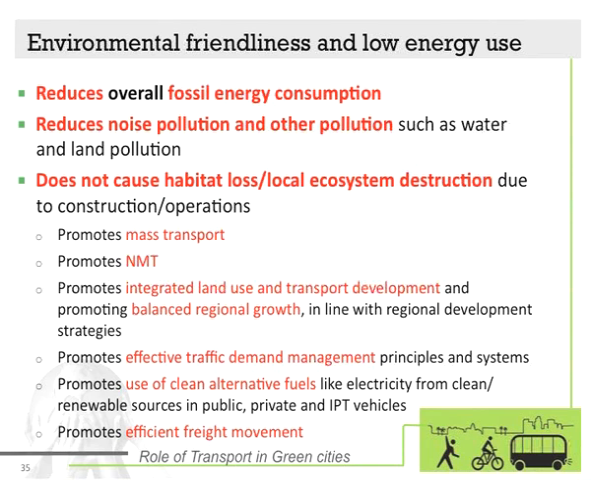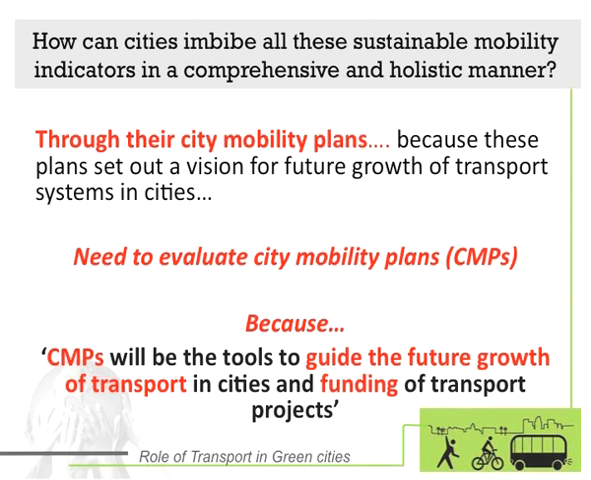And so we have to go in for transport modes that have the least energy footprint and in turn also the least carbon footprint. And again, these things are not difficult to do. We need to promote mass transport. We need to promote non-motorized transport. We need to look into our urban planning and create cities that are compact. And several of these measures, traffic demand management measures, for example, parking is one key issue. I have to look at the way I can control the demand for transport. Then I need to look into using clean fuels and efficient freight movement as well. So how can cities imbibe all these sustainable mobility parameters that I just talked about in a holistic and comprehensive manner?